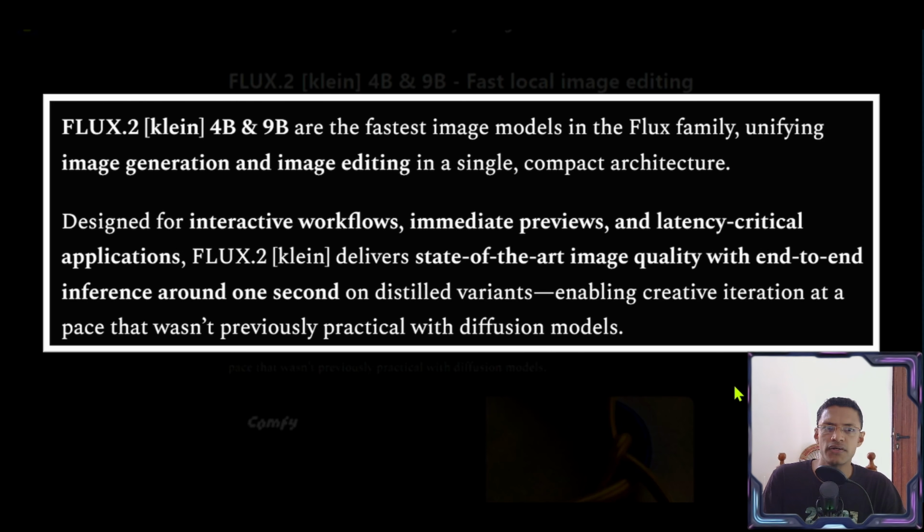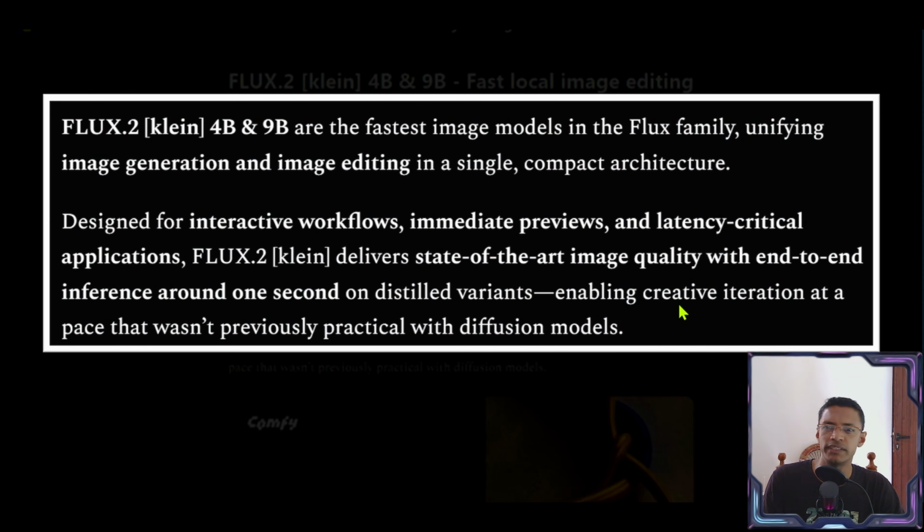Taking a look at the HuggingFace page here, they mentioned that it's the fastest image model in the Flux family. So the main improvement here, the main reason as to why we have this version is because the Flux.2 is a slow model. And for me personally, it was taking between 15 to 20 minutes to edit a single image. Now we can do this in seconds. So in here, they mentioned it's a unified image generation and editing in a single compact architecture.